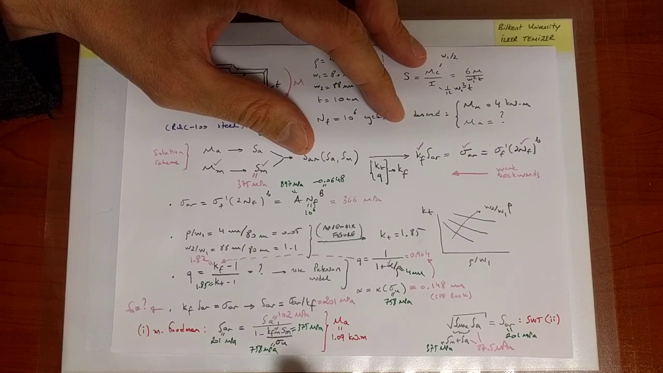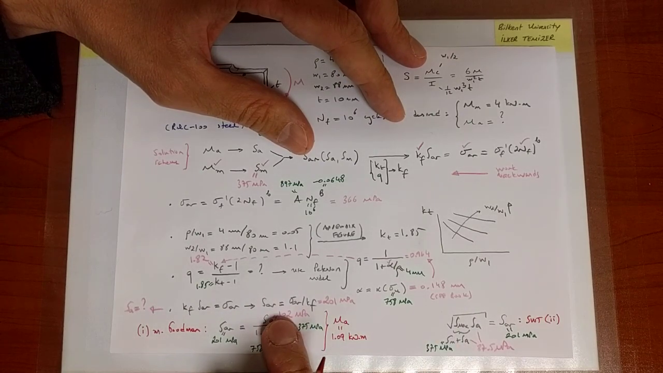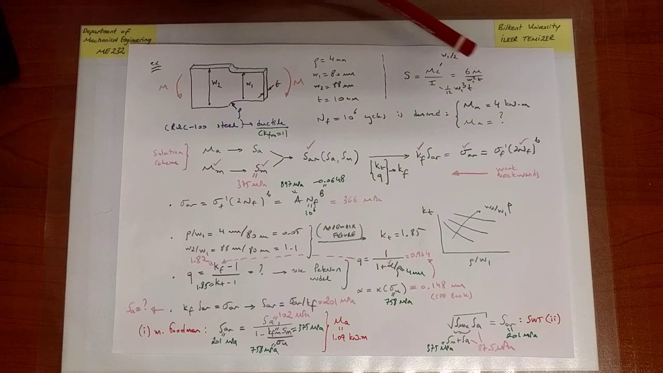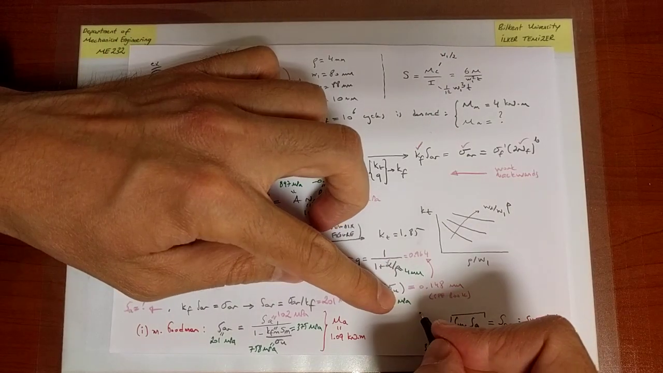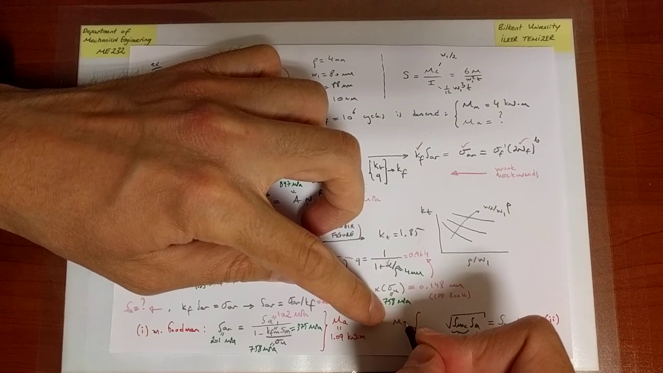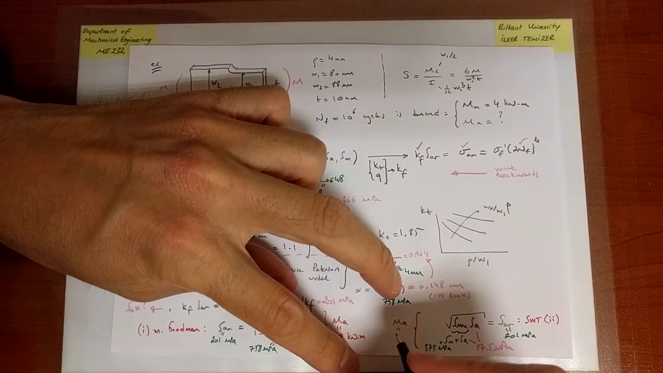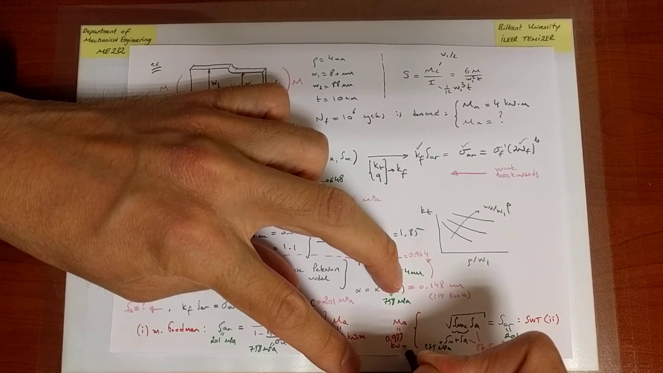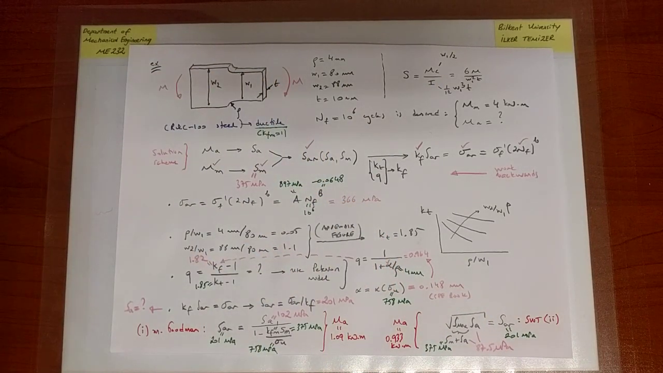Okay, so similar to this case, what we've done is we've solved for SA, and once I know the value of the alternating nominal stress, then I can find the alternating bending moment through this equation, and that result is MA equals 0.933 kilonewton meters.